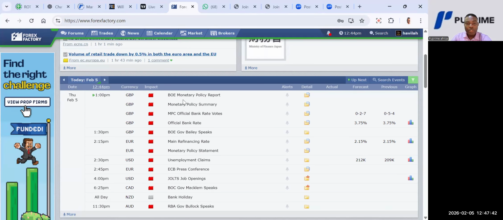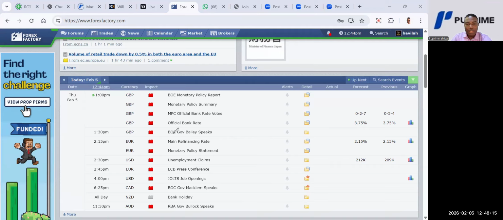We are going to have the Bank of England monetary policy report and monetary policy summary, MPC, official bank rate. It has everything to do with interest rates. If the actual comes out better than forecast, we're going to expect to see some volatility on the British pound. Good afternoon, Billions Unlimited. So there's going to be volatility on the pound, and I'll show you the pound pair I'm looking at for this news event. We're expecting volatility in the next 12 minutes from the United Kingdom, through the British pound.